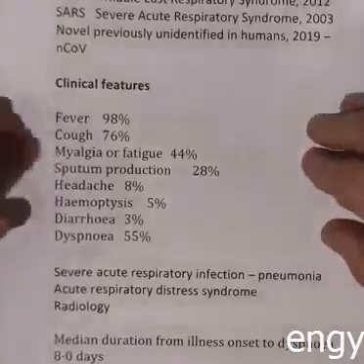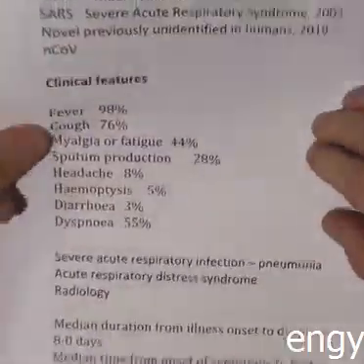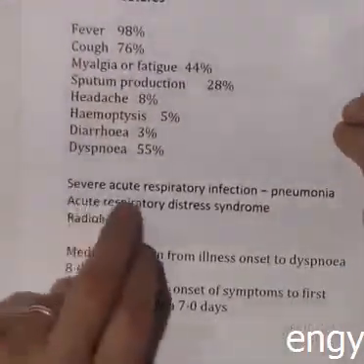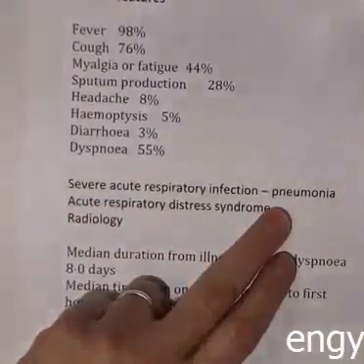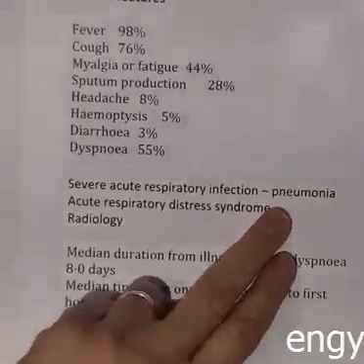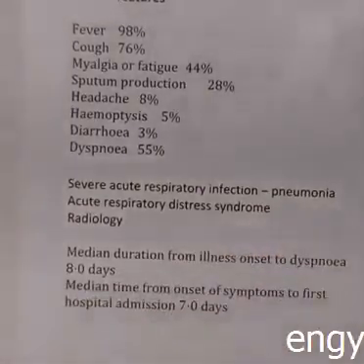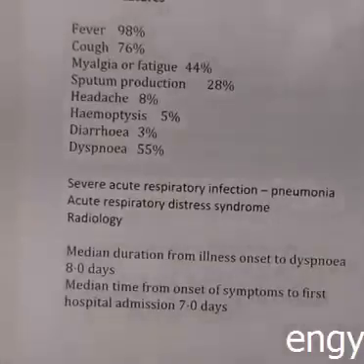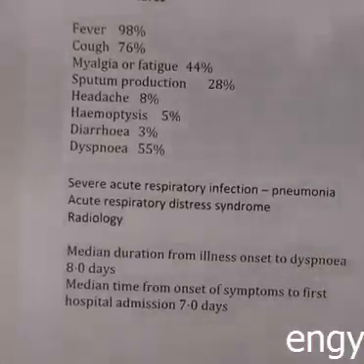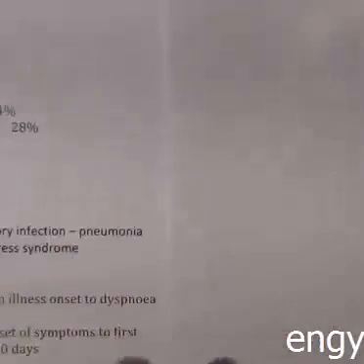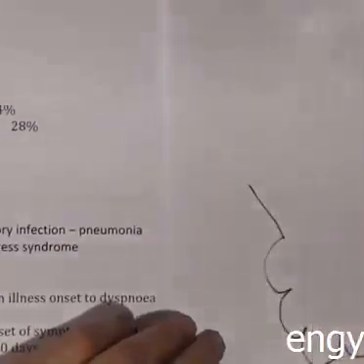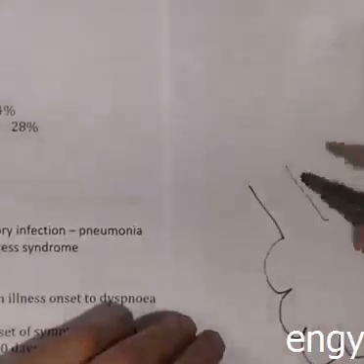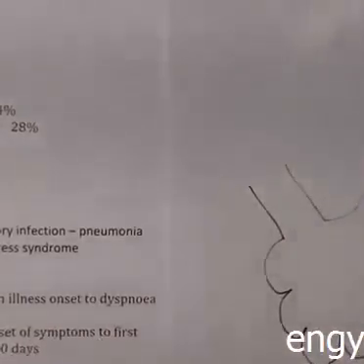So thinking about the complications of this condition. So severe acute respiratory infection is pneumonia. So you probably know that in the lungs we have the air sacs, which are the alveoli. So we have the air sacs in the lungs here, these alveolar air sacs. Gives us a nice large surface area over which gaseous exchange can take place.